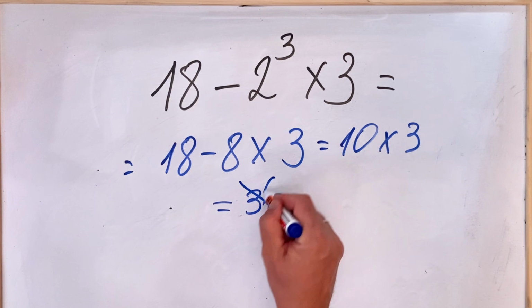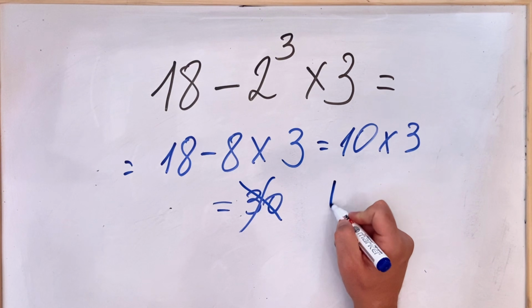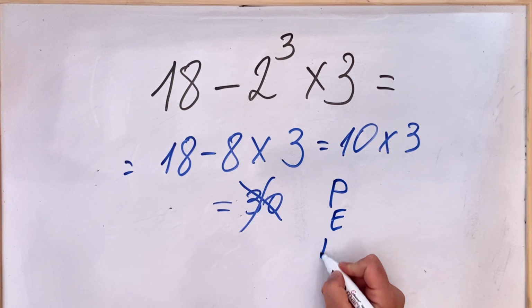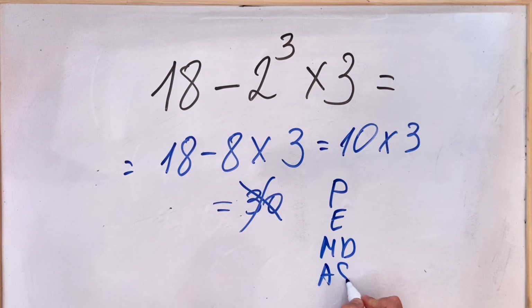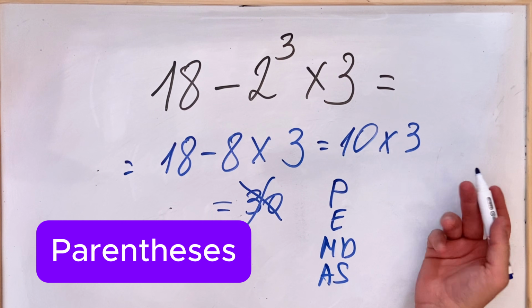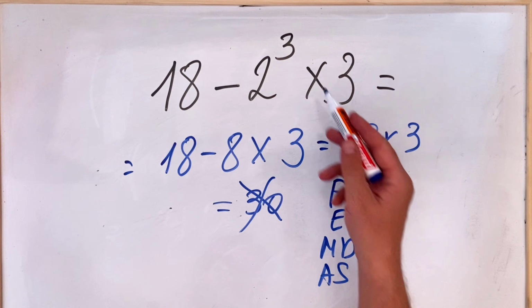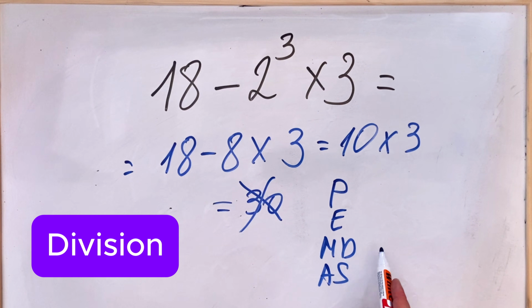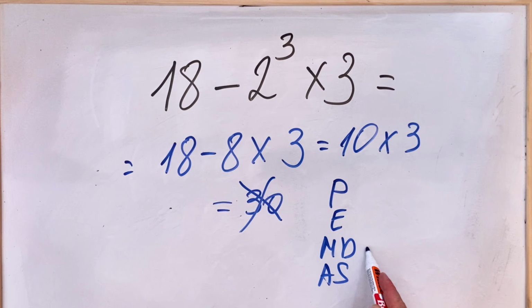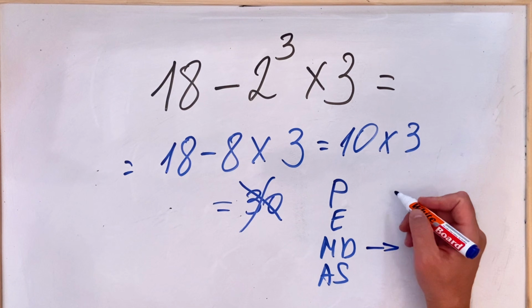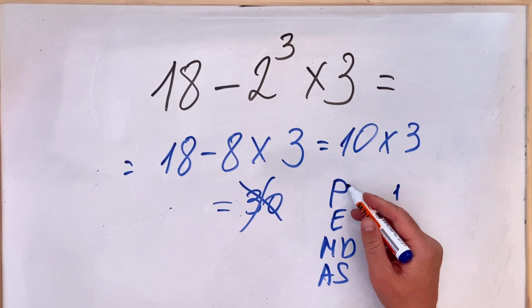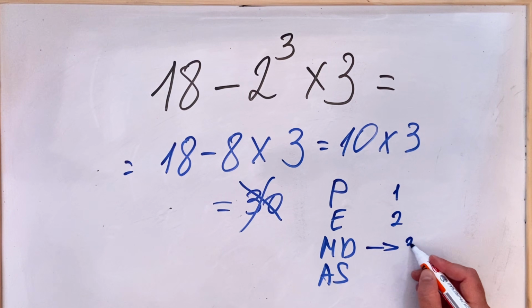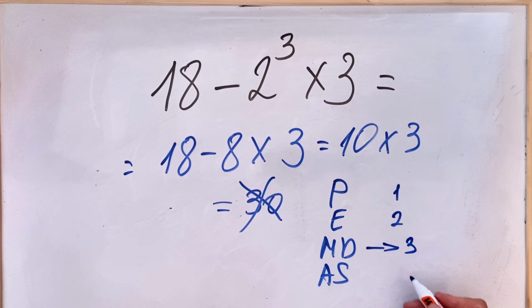But of course this is incorrect because they don't follow the order of operations rule, which is PEMDAS, where P stands for parentheses, E stands for exponents, M stands for multiplication, and D stands for division. They have equal priority and you need to do them from left to right. And A stands for addition and S stands for subtraction. The order is first parentheses, then exponents, then multiplication and division from left to right, and then addition and subtraction.